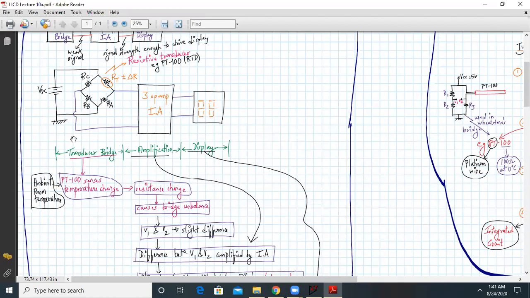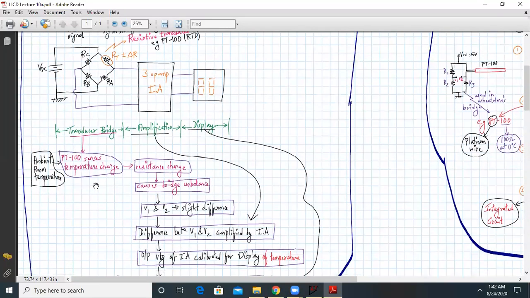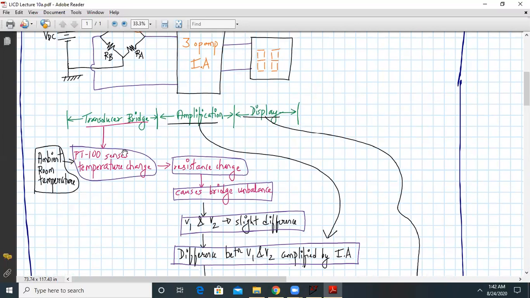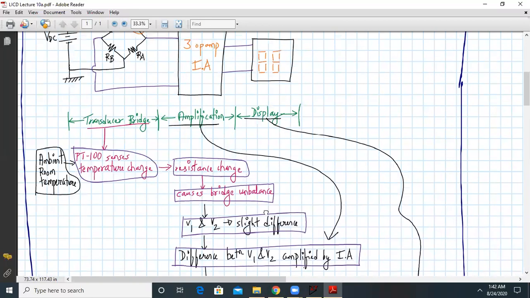You have a transducer bridge. Now we all understand what's a transducer bridge. So one arm of the bridge is a resistive transducer. Example is PT100 RTD. I will explain the process flow over here. So we have the ambient room temperature, which PT100 senses. The PT100 temperature transducer senses the temperature change. That converts it into a resistance change, which causes the bridge to be unbalanced.